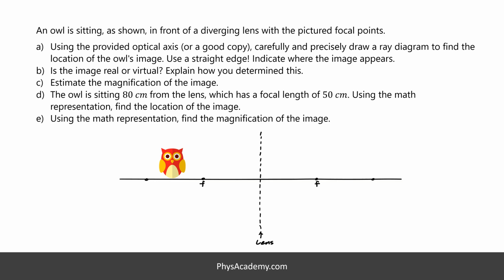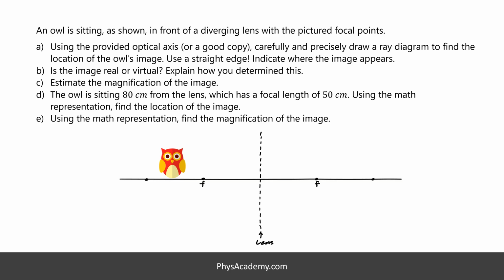Part A. Using the provided optical axis, or a good copy, carefully and precisely draw a ray diagram to find the location of the owl's image. Use a straight edge. Indicate where the image appears. Part B. Is the image real or virtual? Explain how you determined this. Part C. Estimate the magnification of the image.